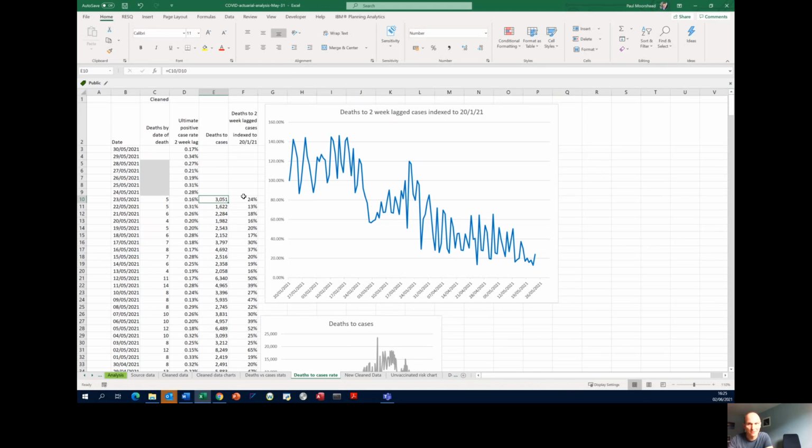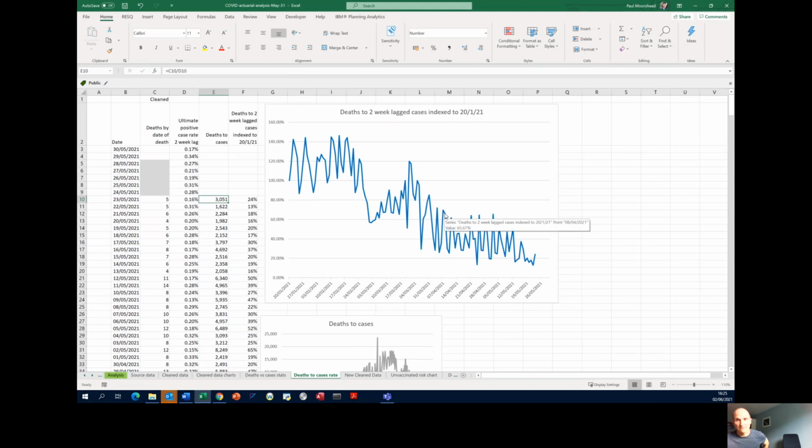And just to make that a little bit more contextual, I've now indexed everything in this column to the 20th of January. So I'm saying that's our starting point, 20th of January. Let's call that 100%, and then everything else is relative to that.